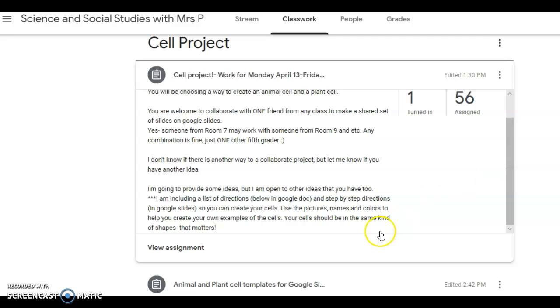And I want to make sure that you follow my directions either in the Google Doc that's attached or in the Google Slides setup, so that you can see the pictures, the names, and the colors that are going to be important for helping you create these cells.